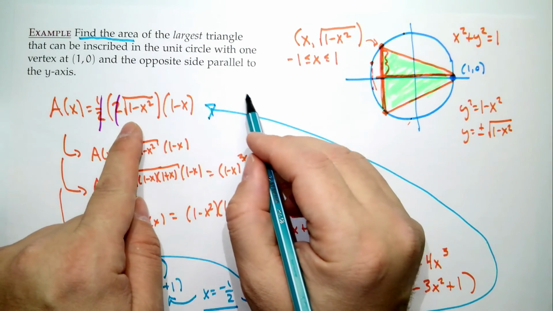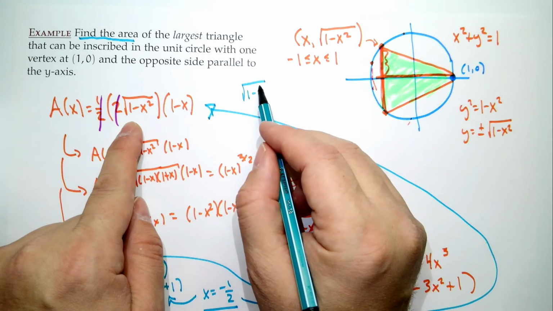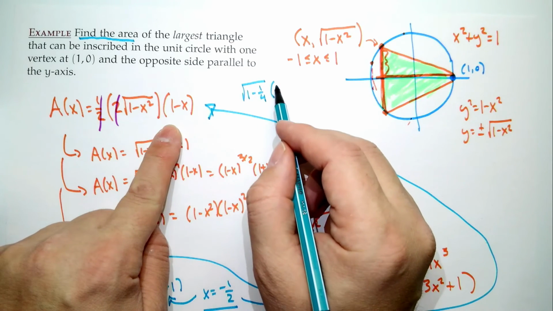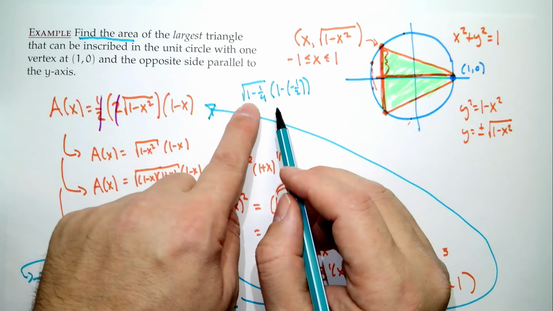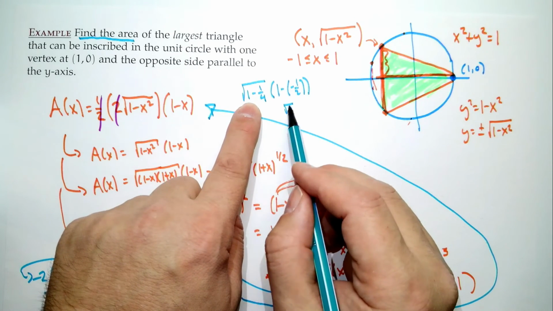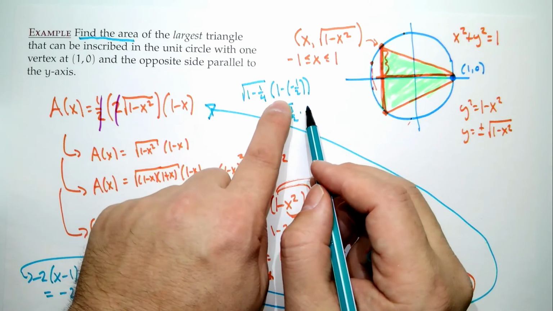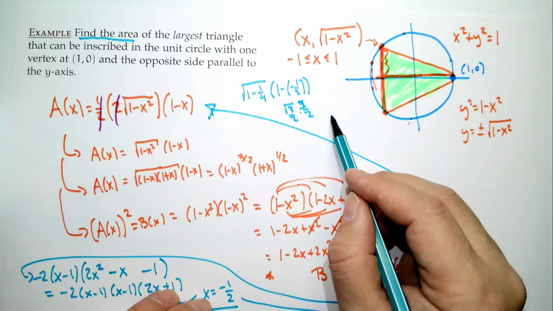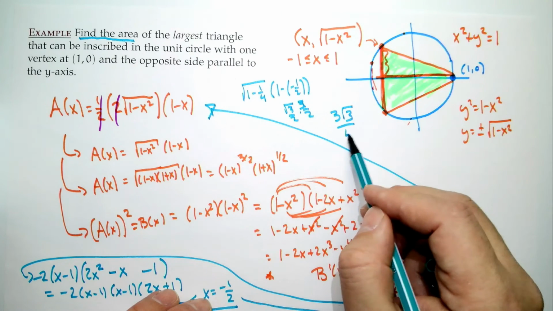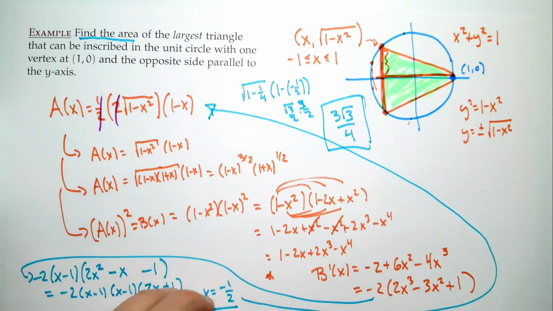So we get the square root of 1 minus 1/4 times 1 minus minus 1/2. So that would be the square root of 3/4, which is the square root of 3 over 2, times 1 plus 1/2, which is 3/2. And so our final answer is 3 square root of 3 over 4. That is the maximal area.